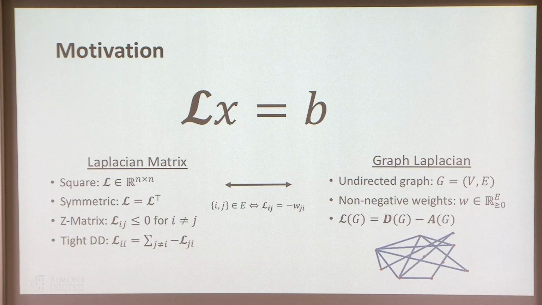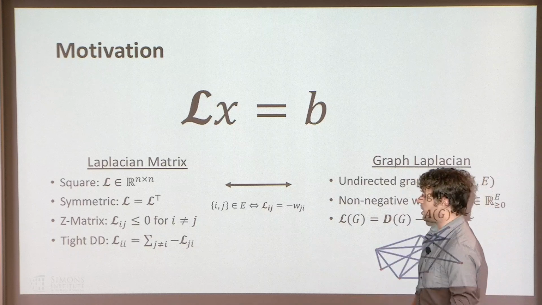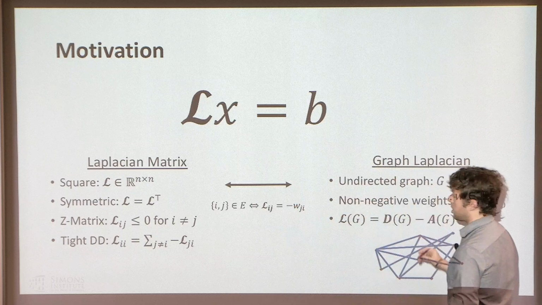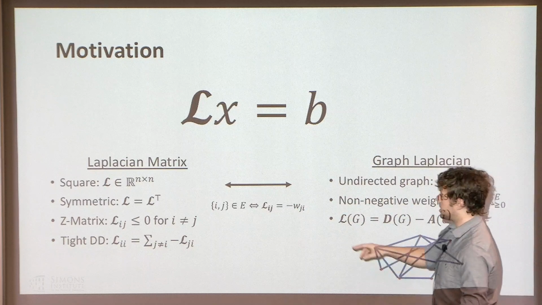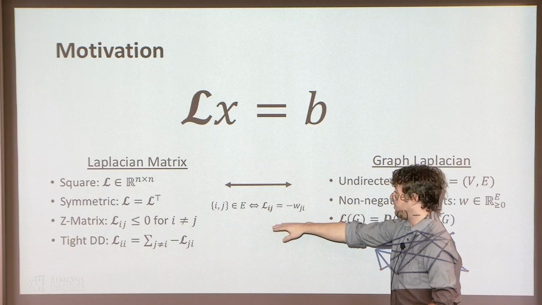What this says is that if we have an arbitrary Laplacian matrix, we can make a bijection between it and an arbitrary undirected graph simply by looking at the entry ij in the Laplacian for i not equal to j, and viewing that as minus the weight of an edge between j and i in the graph.